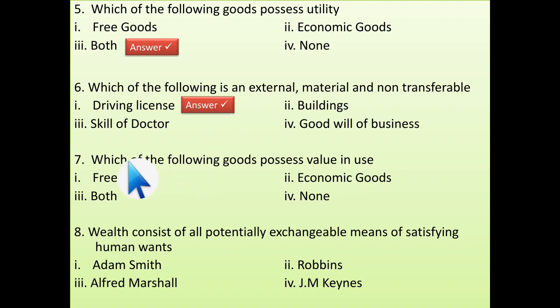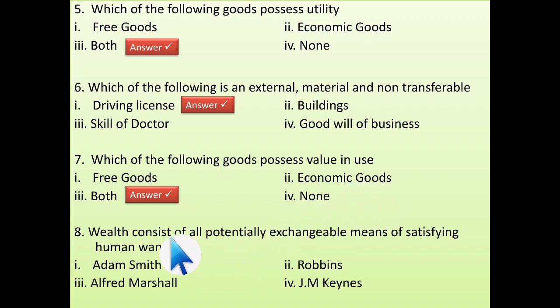So next question is, which of the following goods possess value in use? Free goods, economic goods. Well, both of them have value in use, so here the answer is both. But if the question is, which of the following goods possess value in exchange, then the answer will be economic goods. Why? Because we cannot exchange free goods. We can only exchange the economic goods.